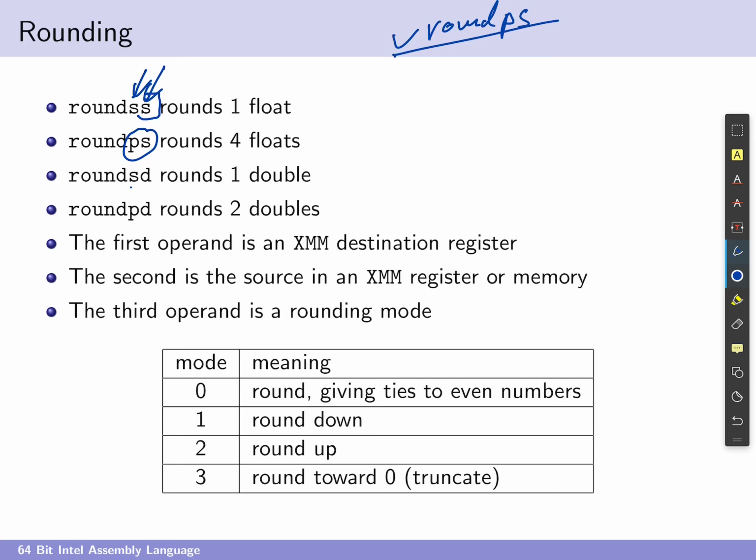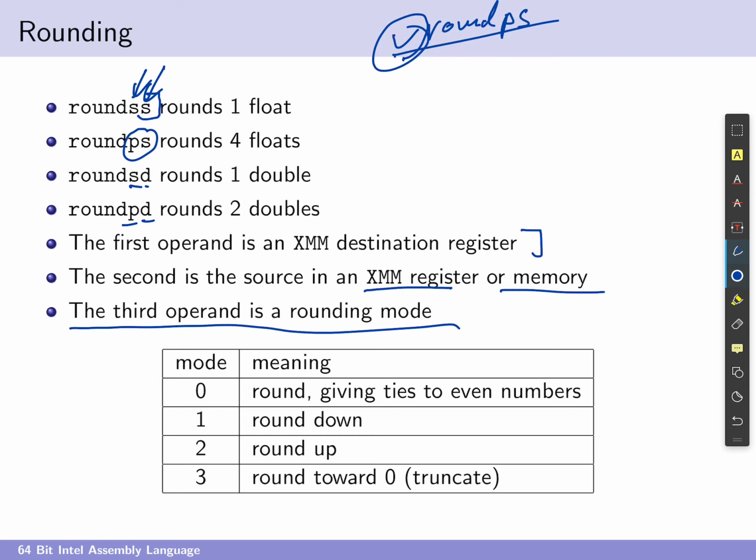Here we have round SD for a scalar double, round PD for a packed double. In this case, it will simply be 2 doubles. So I can round a singular value or all the values that I have in my register. The first operand of this instruction must be an XMM register. Obviously, if it's a V version of this instruction, you can use the YMM register. The second operand must be the source, and it can be either an XMM register or memory. And then lastly, we have to specify the mode of rounding.